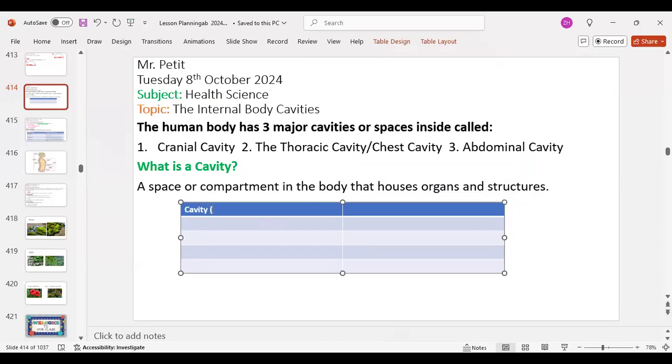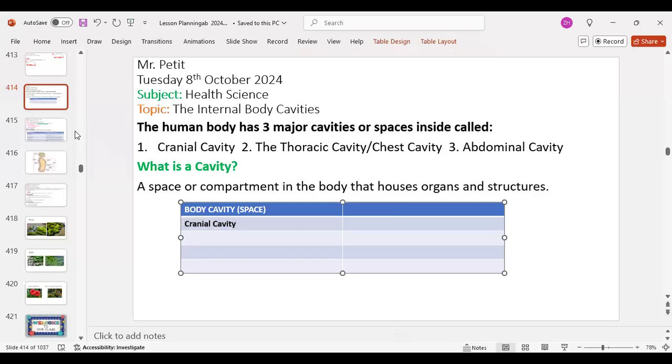So cavity or space. Let's be careful to put body cavity. The first one we're looking at is the cranial cavity, or space. And then we're going to be talking about the body organs or structures that are inside of it.